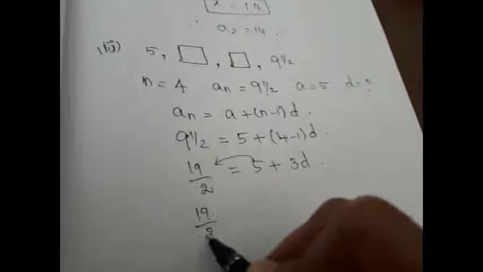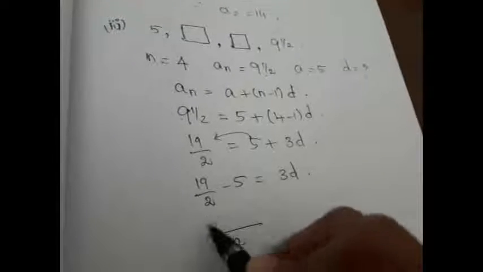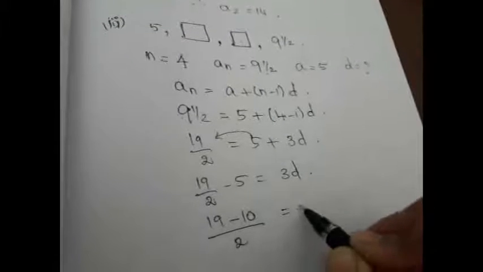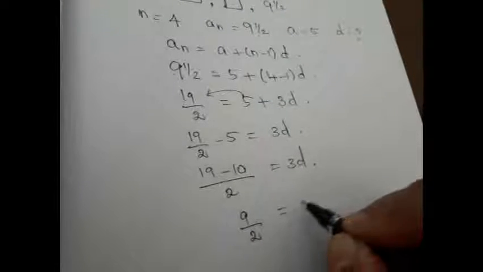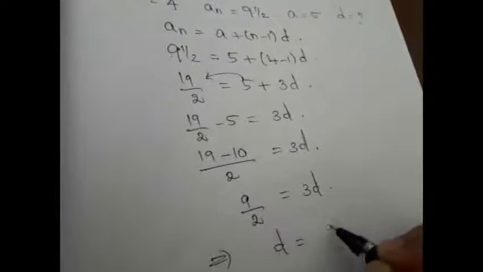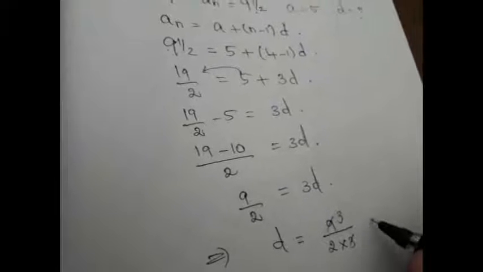So 19 by 2 minus 5 equals 3d. Take LCM. 19 minus 10 equals 3d. So which is 9 by 2 equal to 3d. So this implies d equals 9 by 2, 3 will come to the denominator. So if you cancel it, it will become 3 3s are 3. So this implies d is 3 by 2, right? So now we found out d as 3 by 2.